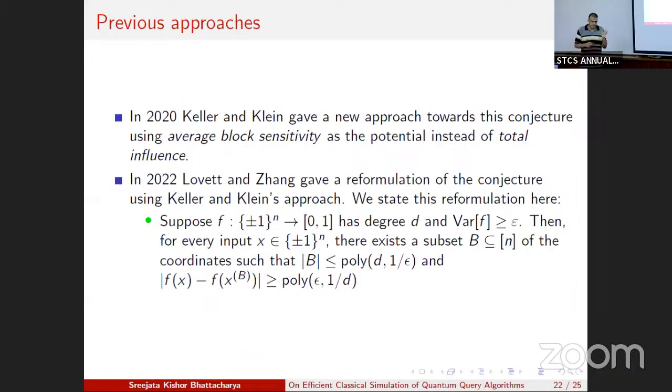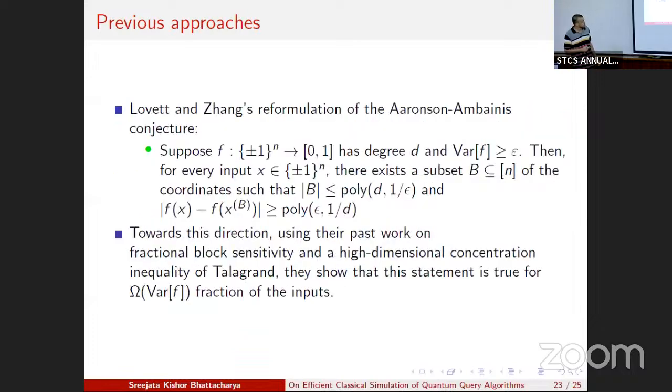Then every point x has a sensitive block. That is, for every input x, you can find a small subset such that if you pick the coordinates in that subset, then the value of f changes significantly. And they showed that this statement is true for at least an omega variance of f fraction of the inputs. So this is the formulation. We have to show this result is true for all inputs x. They managed to show that this result is true for omega variance of f fraction of the inputs.